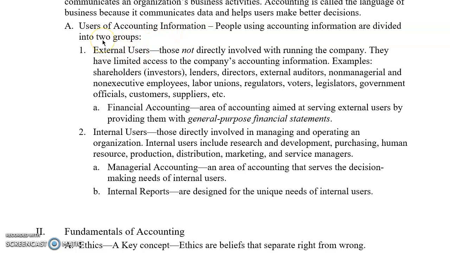It's divided into two groups. There's external and then there's internal. External users are not directly involved with running the company. So you can work for the company and you're still, in many ways, external. So let's dig into this a little bit more.